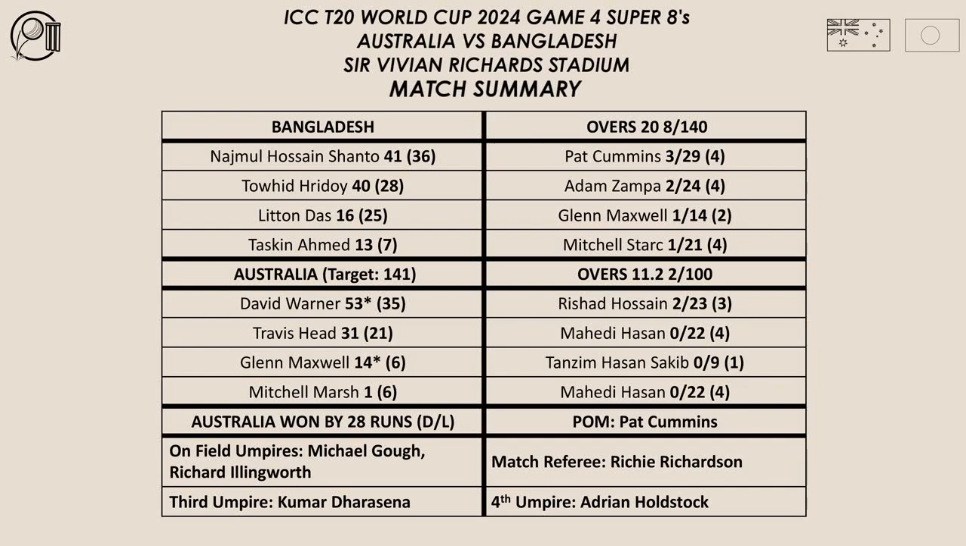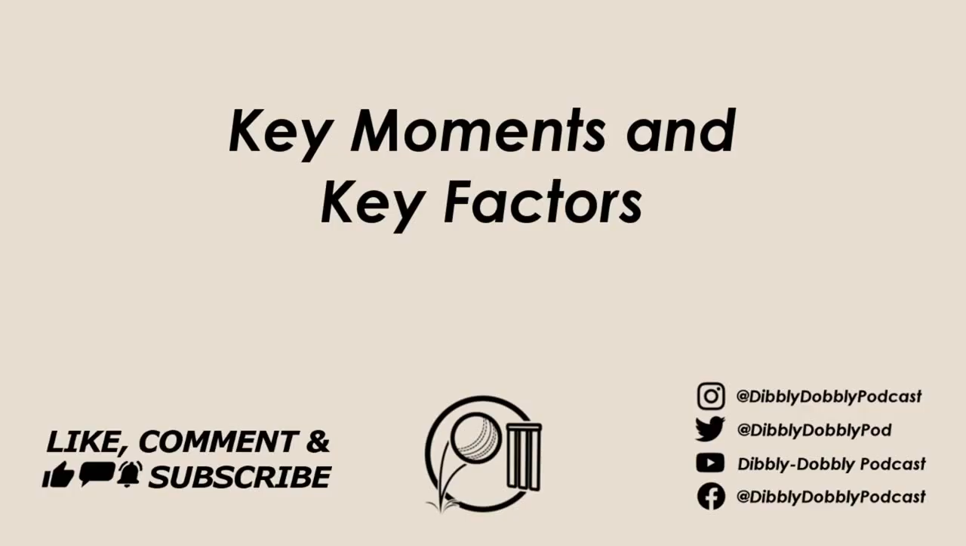Australia needed 141 to win. They finished on 2 for 100 from 11.2 overs due to rain, and therefore the match was awarded to them via Duckworth-Lewis. David Warner top scored with 53 not out. Rashad Hussain took 2 wickets for Bangladesh. Australia won by 28 runs on the Duckworth-Lewis method, and Pat Cummins was named player of the match.